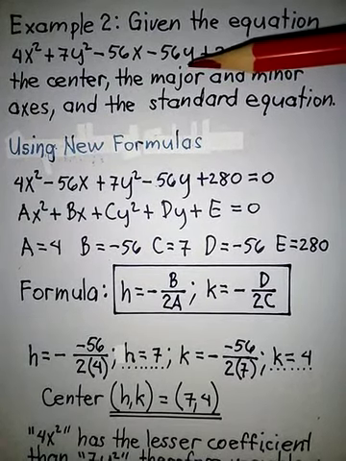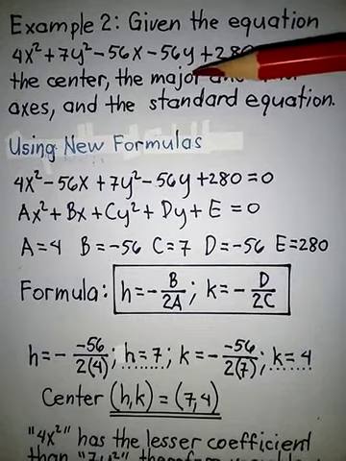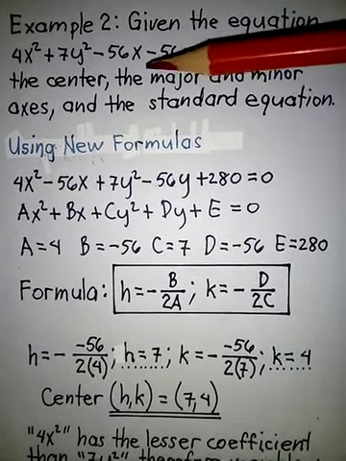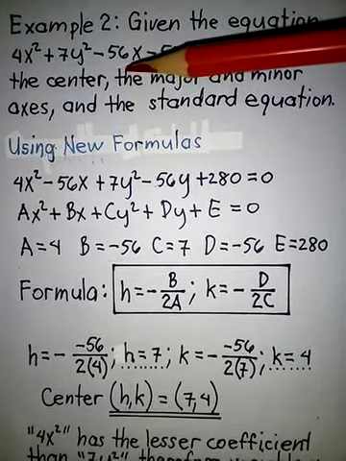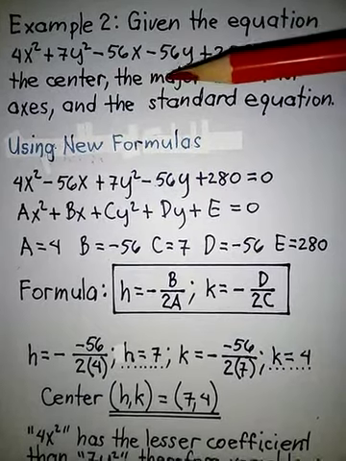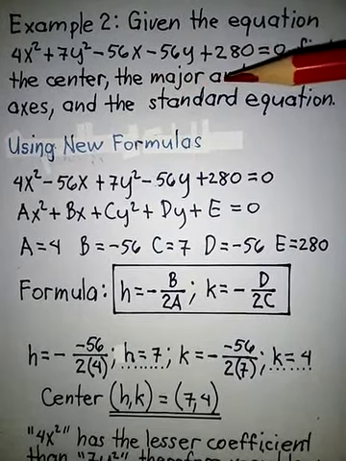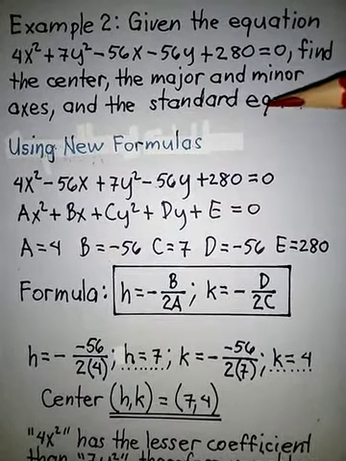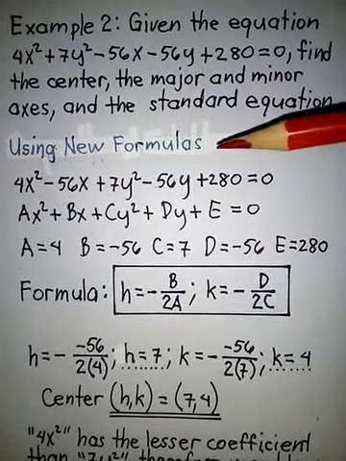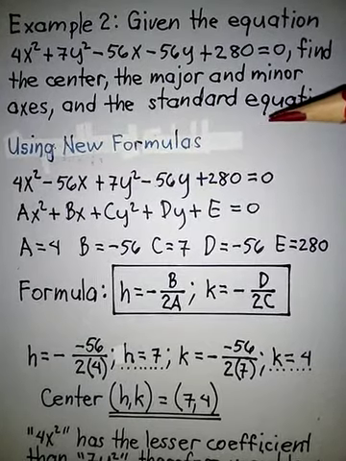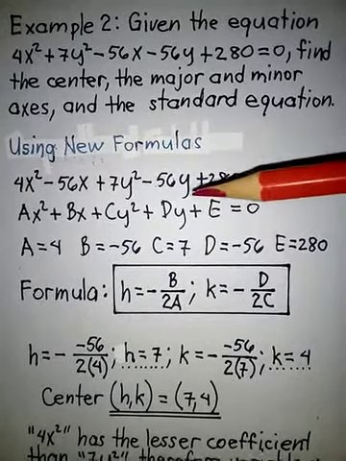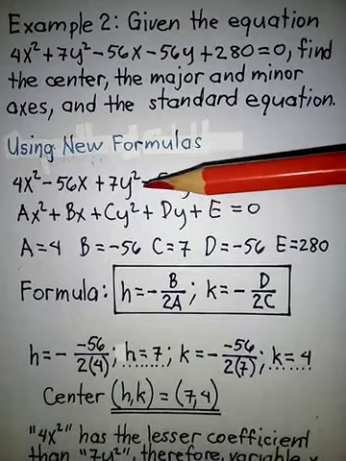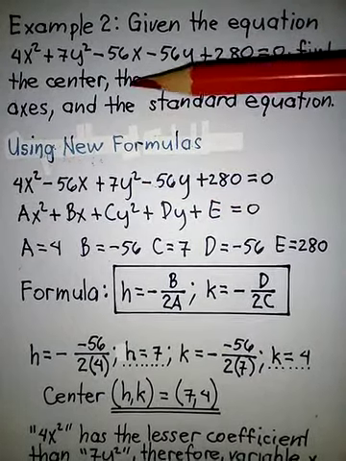So let's have this example number 2. Given the equation 4x squared plus 7y squared minus 56x minus 56y plus 280 is equal to 0, find the center, the major and minor axes, and the standard equation. Using the new formulas, we have to rewrite the original equation.